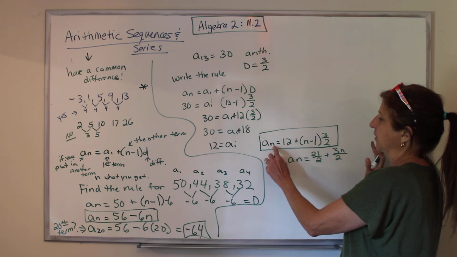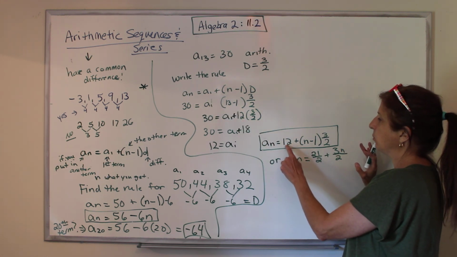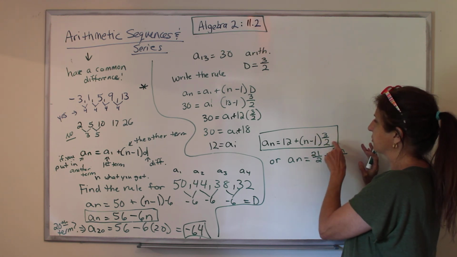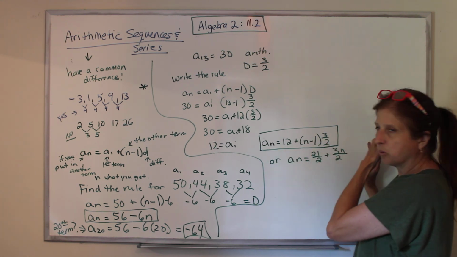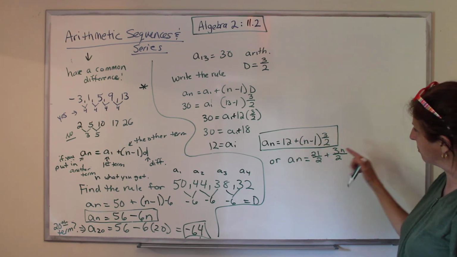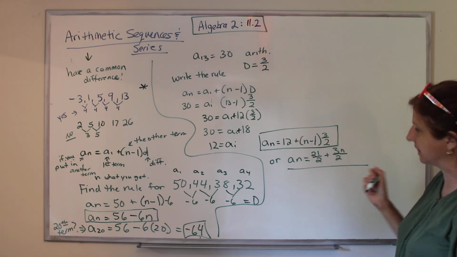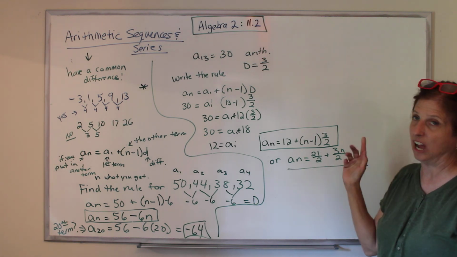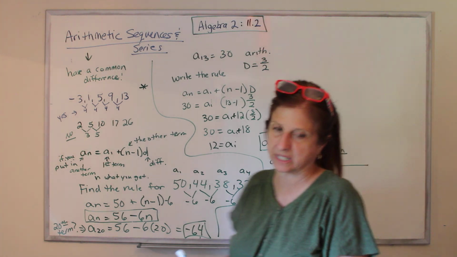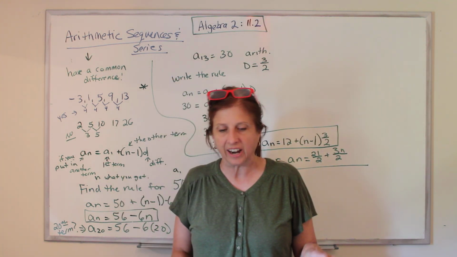Then I can put it back into my formula so I have the rule. For any number, 12 plus that number minus 1 times 3/2 will tell you what the answer is. You could go ahead and do the distributive property and gather up your terms. For me, I'll be happy if you get that one. If you get that one too, that's like gravy on the biscuit. Think I'm from Georgia? All right.